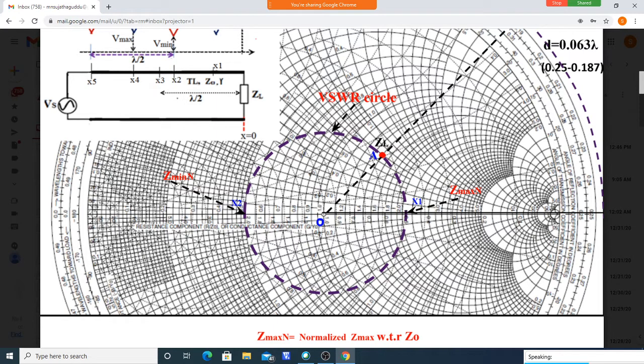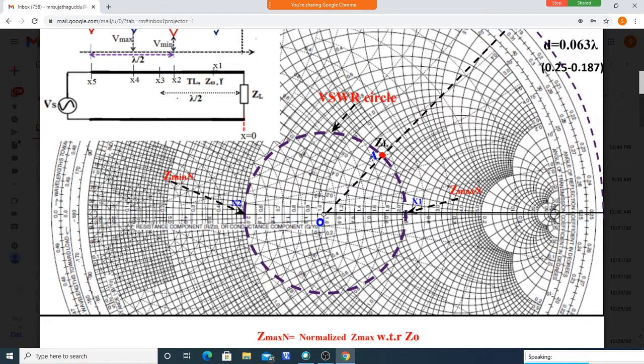Okay, R naught into S, divided by R naught, because this is a normalized scale that we are having here. R naught into S is the impedance here, but you divide that value by R naught to get the normalized value, that is S here. So you read the impedance here, that is R maximum, that itself is the VSWR.